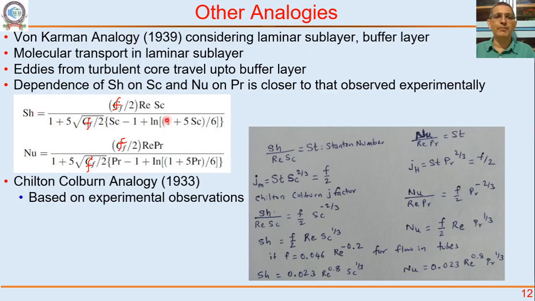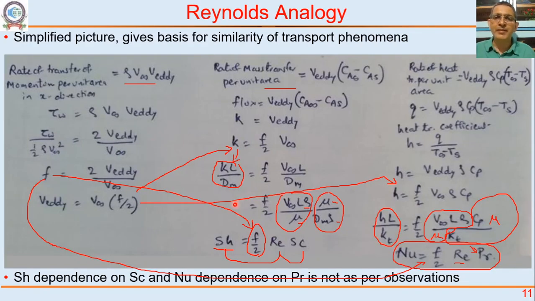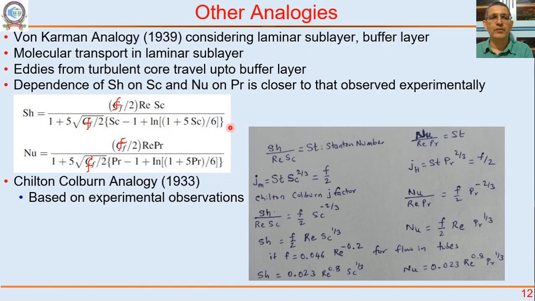Now, this provides a better approximation of how Sherwood number depends on Schmidt number. It's not linearly dependent. There is Schmidt number in the denominator as well. Nusselt number is not related linearly to Prandtl number. There is Prandtl number in the denominator as well. This predicts a better approximation of what happens in reality. The point that I want to make is that these analogies give you a basis for why Sherwood number should depend on Reynolds number and Schmidt number.